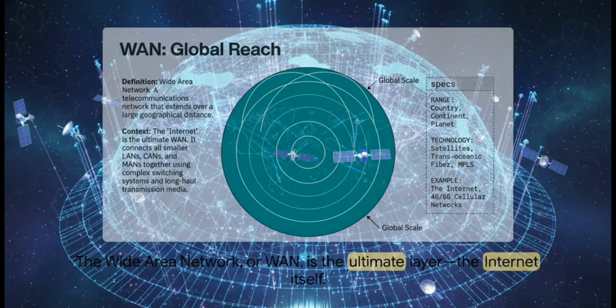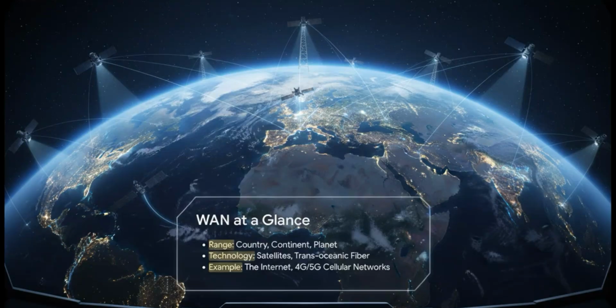And that brings us to the final, outermost layer, the Wide Area Network, or WAN. And folks, this is the big one. A WAN isn't just a network. It's a network of all the other networks. It's what connects all the LANs, CANs, and MANs across different countries, continents, and the entire globe. The internet itself, that's the ultimate WAN. The scale here is just, well, it's planetary.